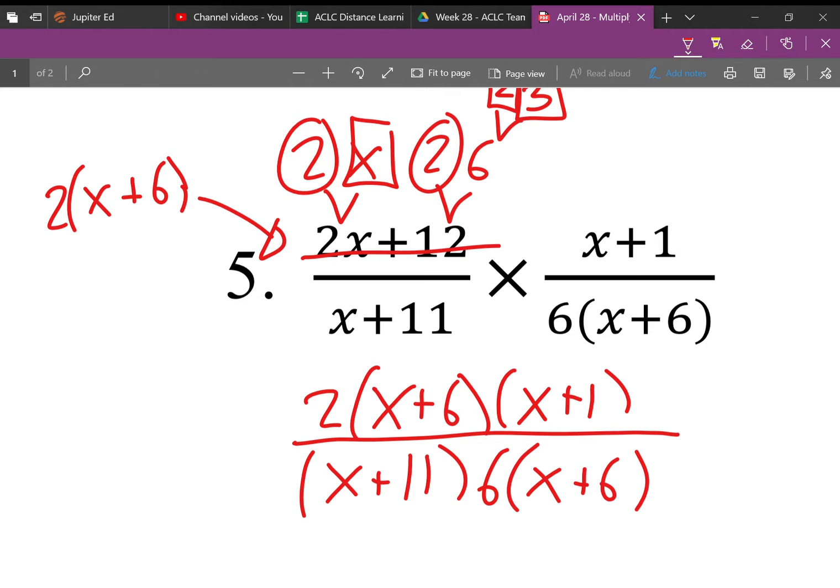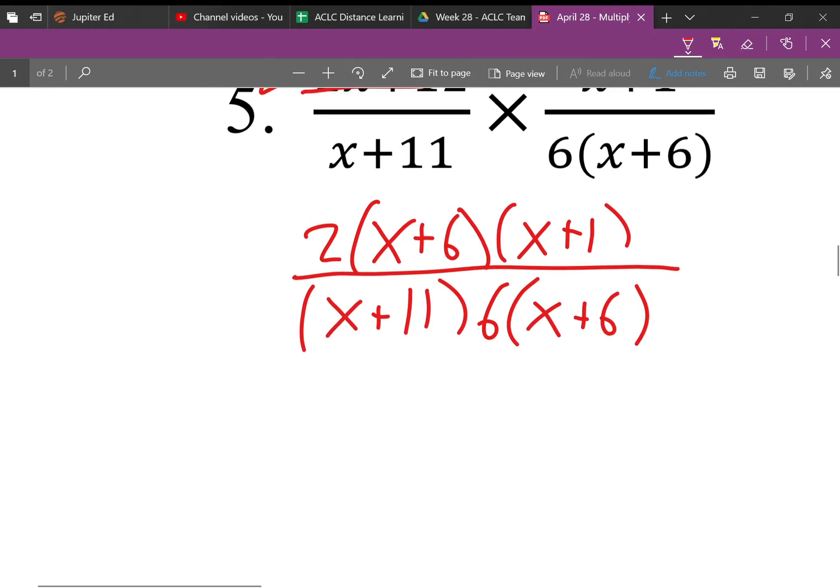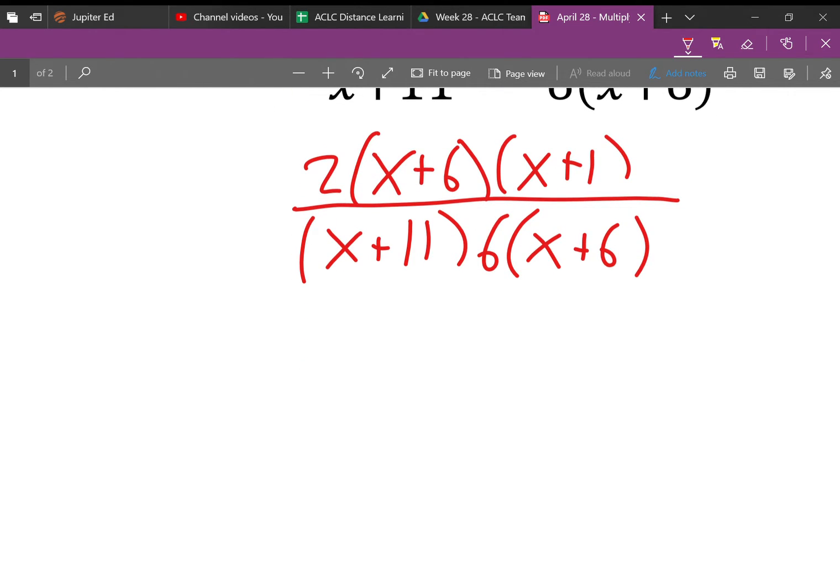Right? So let's continue. From here, it should be pretty obvious. The thing I can cancel out right off the bat is x plus 6. X plus 1 and x plus 11 do not cancel out. Now what about the numbers 2 and 6? I think of the fraction 2 over 6. That reduces to 1/3. And so the same thing here. You really just think of it as dividing both of them by 2. 2 divided by 2 is 1. 6 divided by 2 is 3.